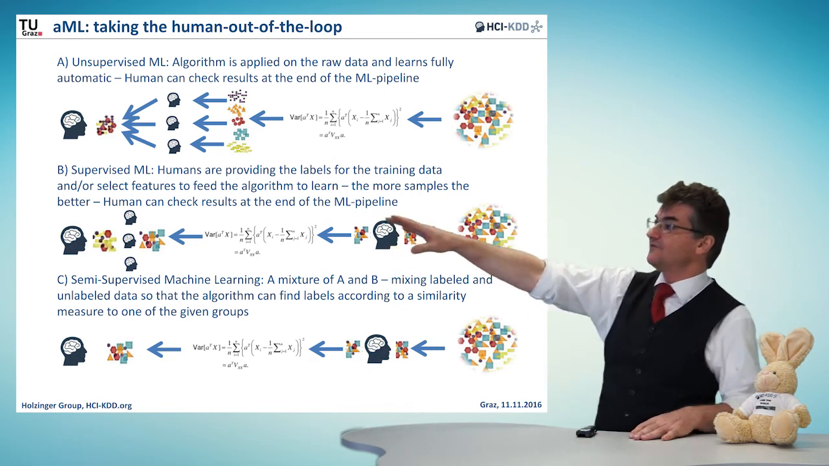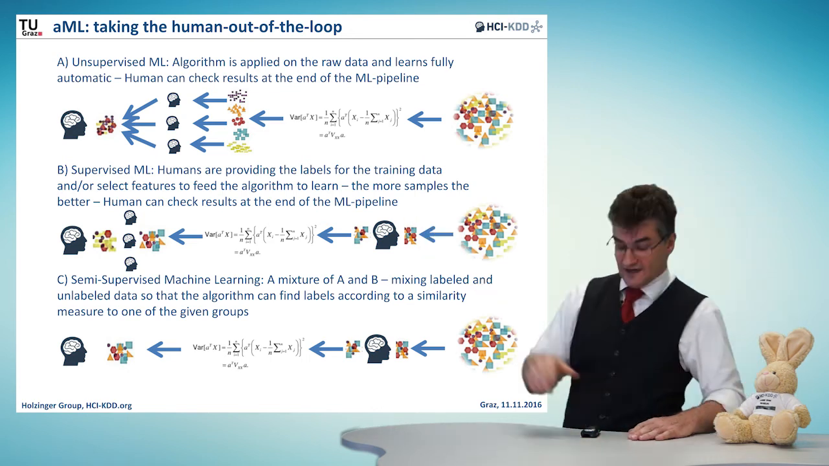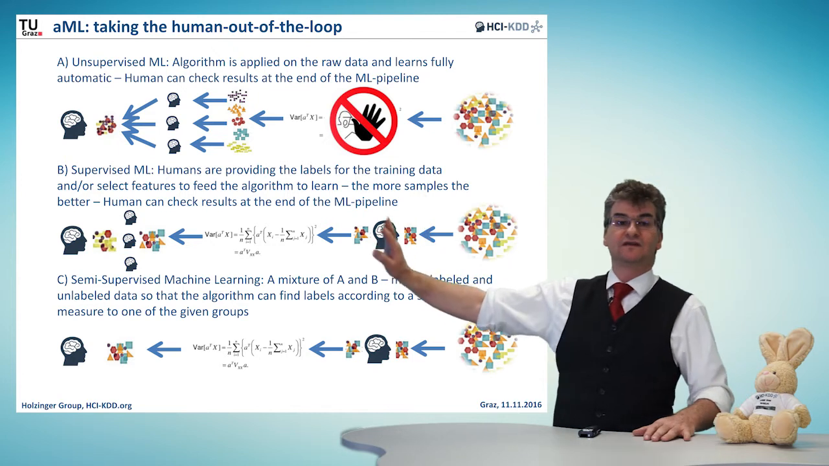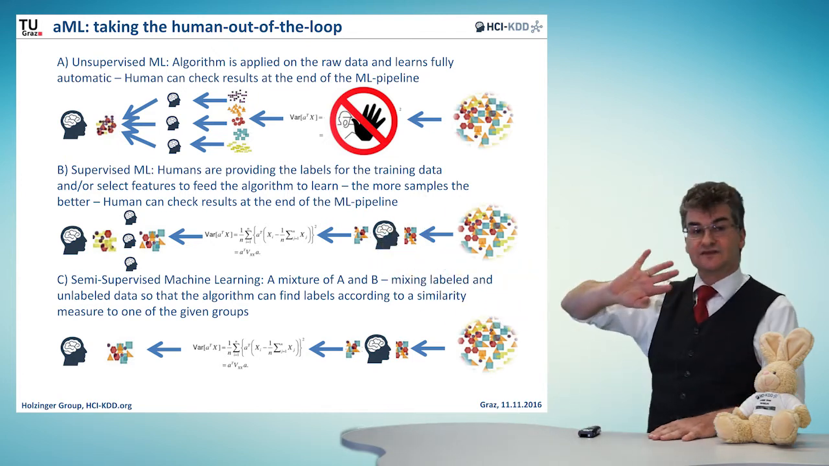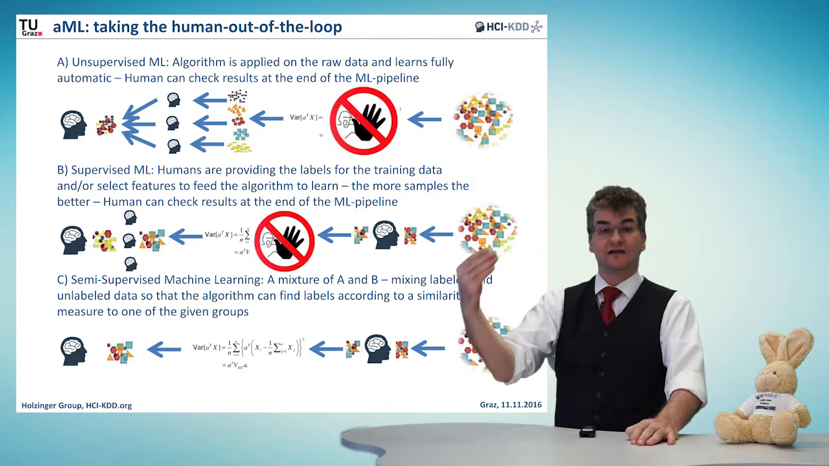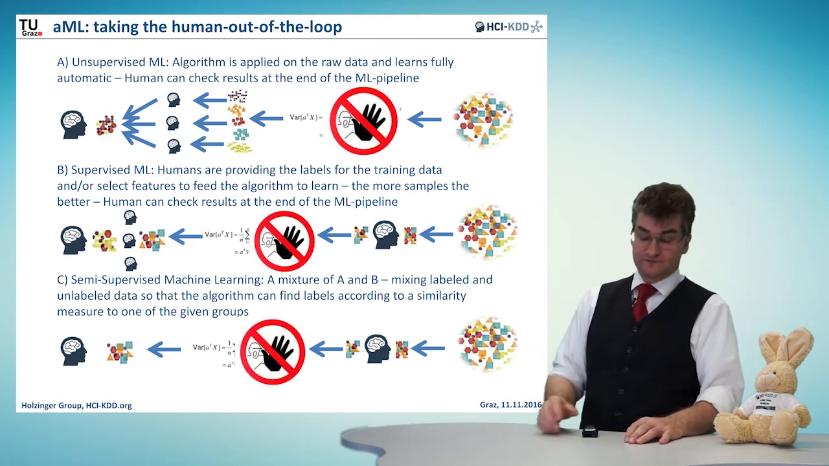At first, we have unsupervised machine learning. This is totally automatic. You have, of course, humans at the end of the pipeline, but most of the time, the human is totally excluded. In supervised machine learning, you have a human, but in front of it, for labeling the data, for example, for selecting the data, but not included in the machine learning algorithm loop directly, also with semi-supervised machine learning.